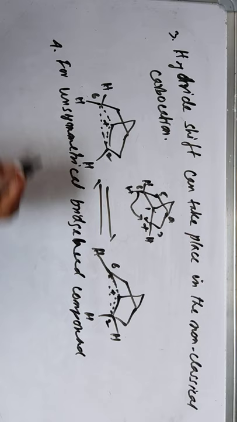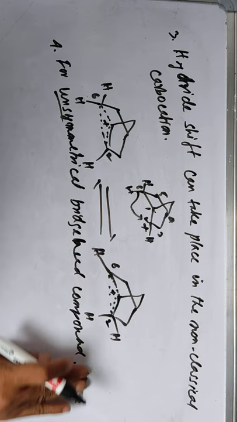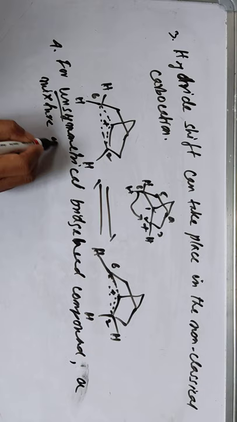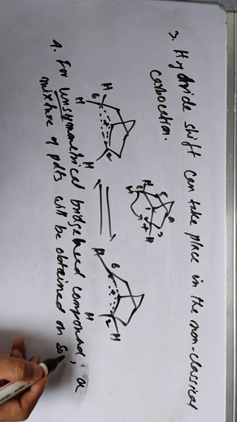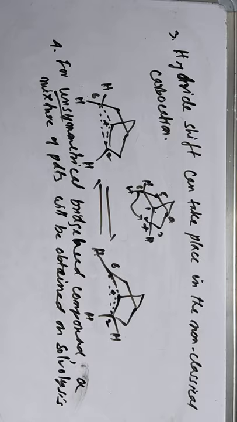Then a mixture of products will be obtained on solvolysis. This is due to the formation of the non-classical carbocation, which is in a different form, not equal. I will give examples here. So for an unsymmetrical bridged substrate, we will get a mixture of compounds. I'll give an example of this one here.